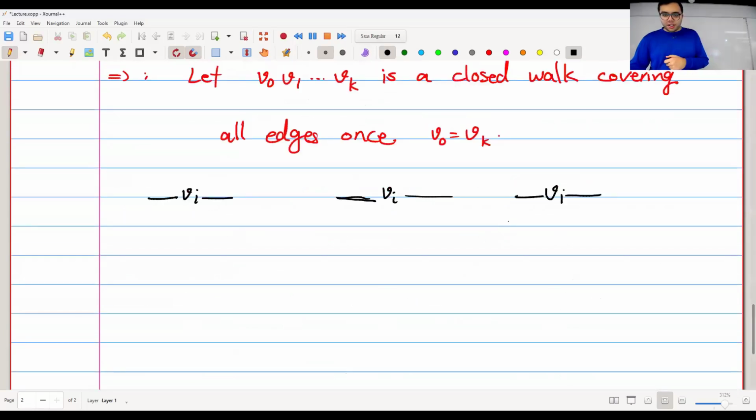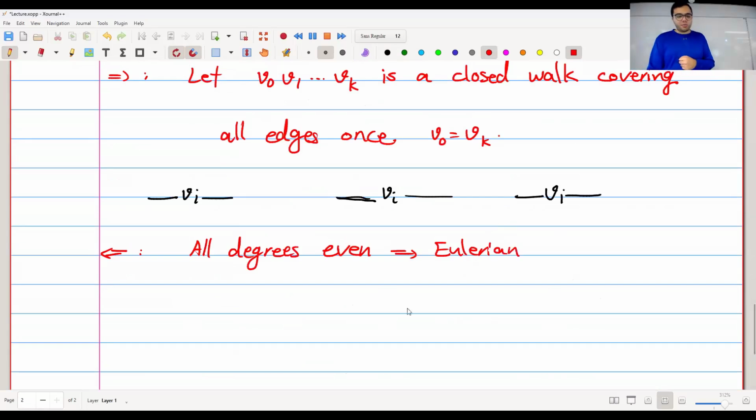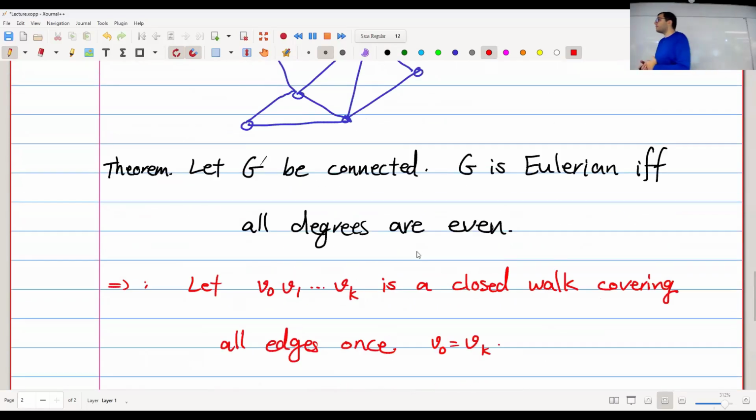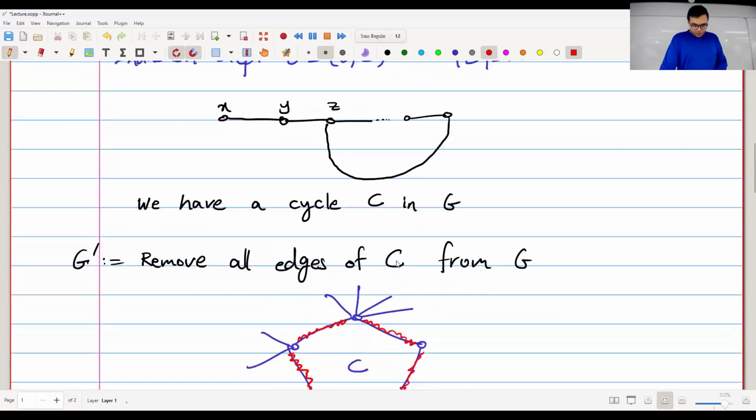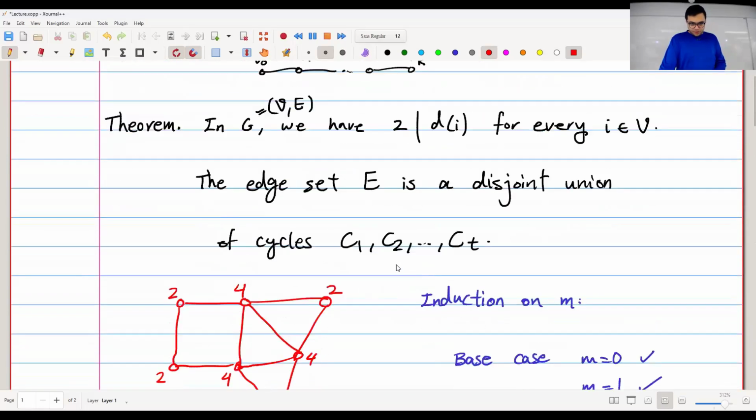Now, let's do the other side. Let's say that all the degrees in my graph are even. I want to prove that this means my graph is Eulerian. And remember, I'm talking about a connected graph. I can use the theorem that I just proved before here, right? So I said that if all the degrees are even, I can decompose my graph into a bunch of cycles.